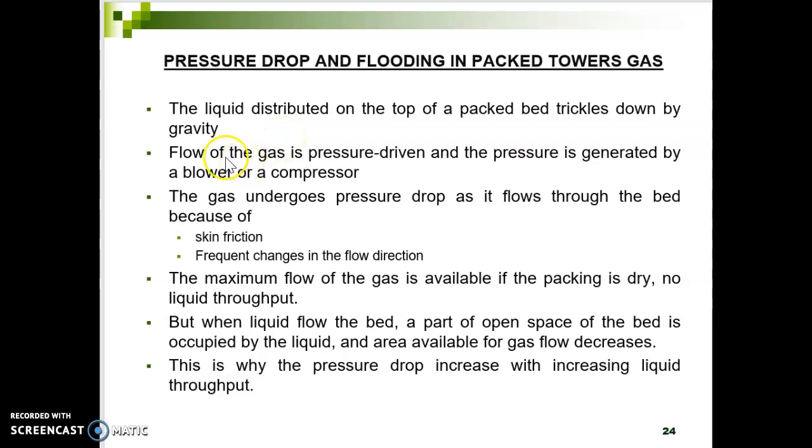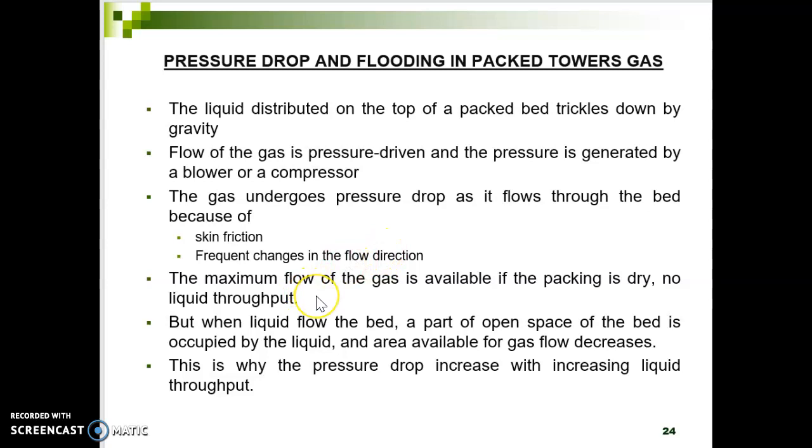Your gas flow is driven by pressure, and it is generated using a blower or a compressor. The gas undergoes pressure drop as it flows through the bed up the column. This is due to skin friction in the column, because there is contact between the gas and the liquid, which are two different phases of material. Also, there is a frequent change in the flow direction. Because the flow is countercurrent, a pressure drop happens.